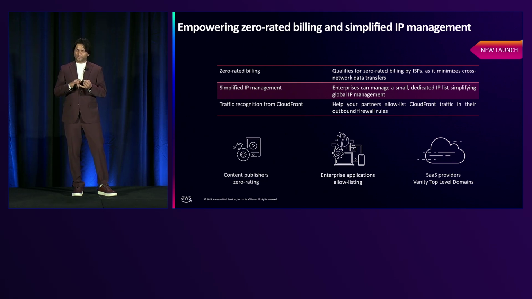Like enterprises partnering with network carriers, they might need a way to identify CDN traffic to offer data exemptions or special pricing. Some of your partners might need CDN IP addresses to include in their outbound firewall rules. And managing that with thousands of rotating CDN IPs can be a challenge.